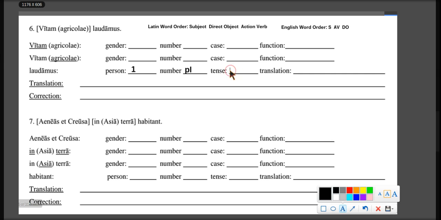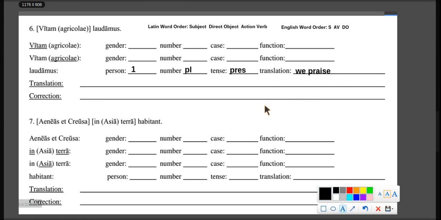The tense, remember, will be present for a number of lessons, so always just put present tense there. It denotes action that is currently ongoing. And then the translation: since we have laudamus, you look at your stem lauda. You see that's from laudo, laudare, which means to praise. And the mus tells us that we are the ones doing the praising. So we'd have, as our translation, we praise.